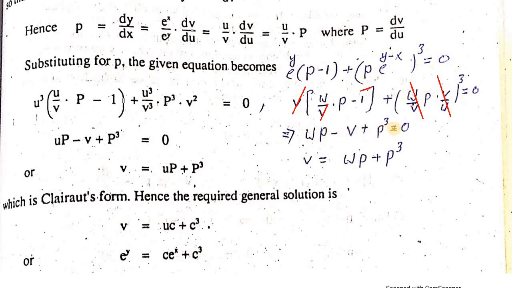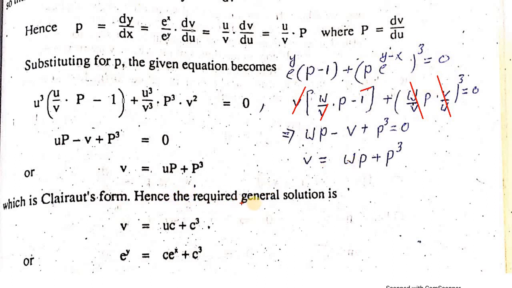Now isolating p, this v can be shifted to the right side. We get v equal to up plus p cubed. Now this is our differential equation. This one is a Clairaut's form. This v is the dependent variable, this u is the independent variable. So it is Clairaut's form.